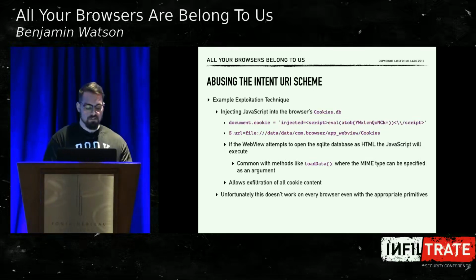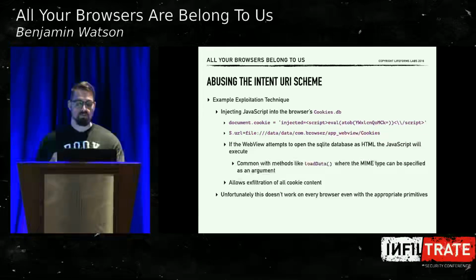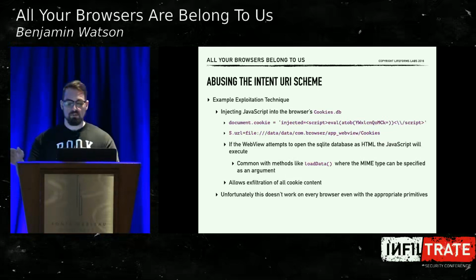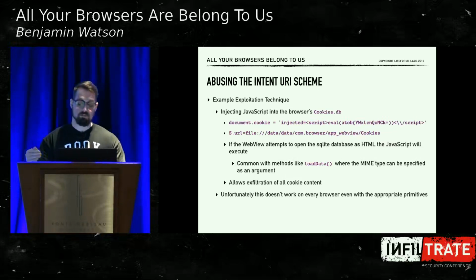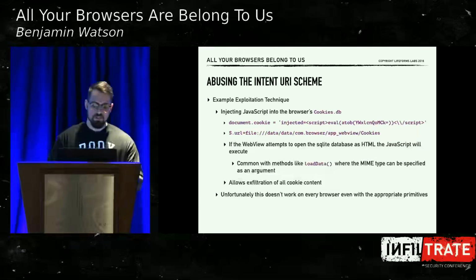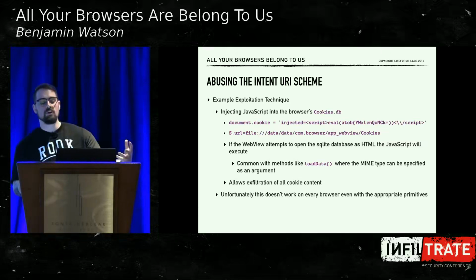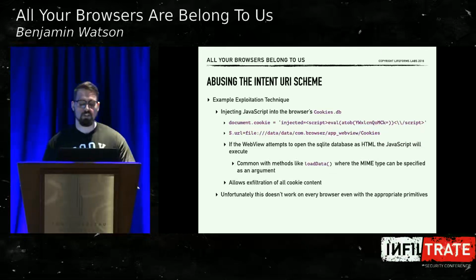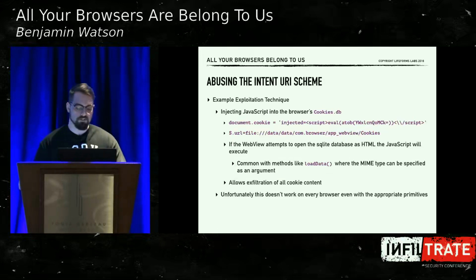The second piece is, you would already know that you have a private activity where you can control the intent extra value that gets passed to a load URL call. So you use the file scheme in order to point the load URL call to the cookies database. If the web view actually intends to open a SQLite database as HTML, then your end goal here is to get the JavaScript to execute, and then vicariously you can exfiltrate all of the cookie content, including HTTP only stuff.